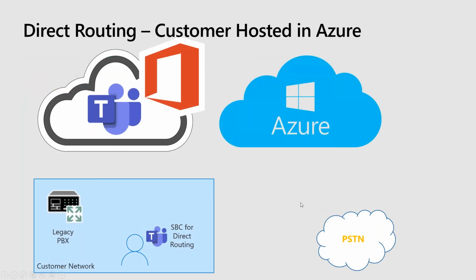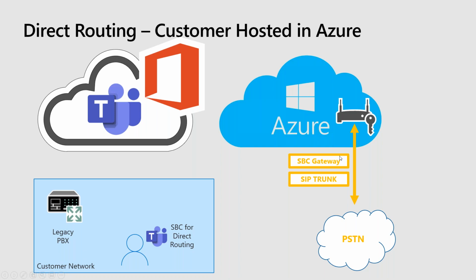Now, there is a side solution to this. It's still the same model, customer hosted, but now we're hosting this in Azure. Essentially, it's doing the same thing. The SBC is there, now it's in Azure. It's not running on your premise, it's running in Azure. And there's going to be a SIP trunk to PSTN, and this is going to be configured with direct routing to Microsoft. The advantage of doing this is that the Azure data center is going to be really close to the Teams data centers, or where Teams is living.